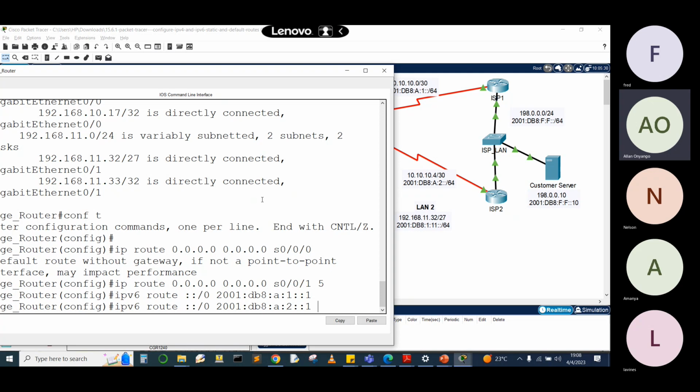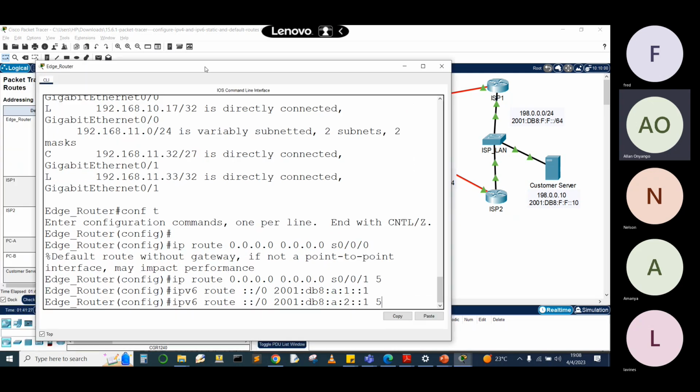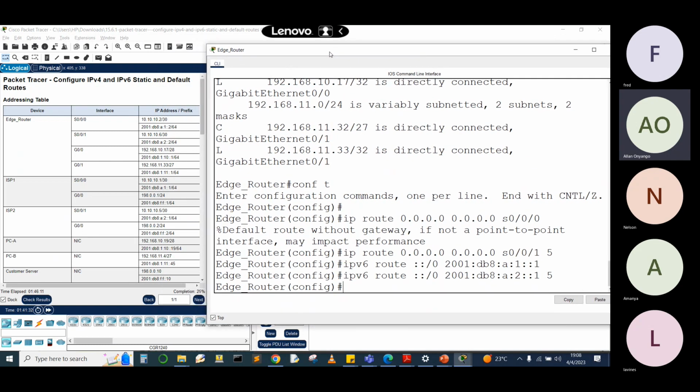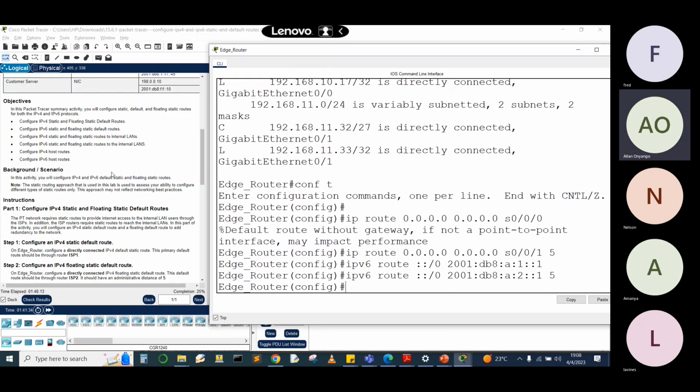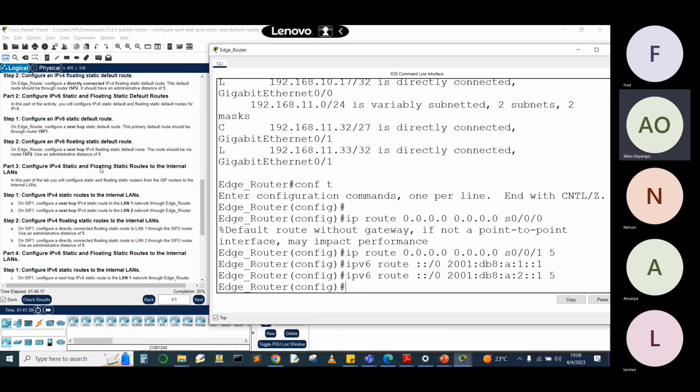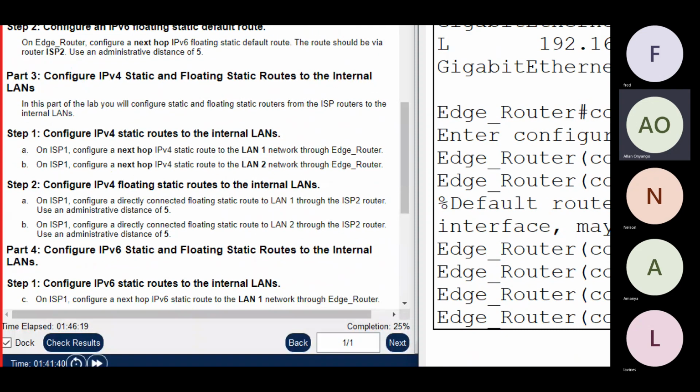And we need to add the 5, which is the AD. We need to add 5, which is the AD, to make it floating. And that is that on our edge router. So we have 25 max now, and we are still going on strong. So let's go to part 3, and here is part 3 for you.